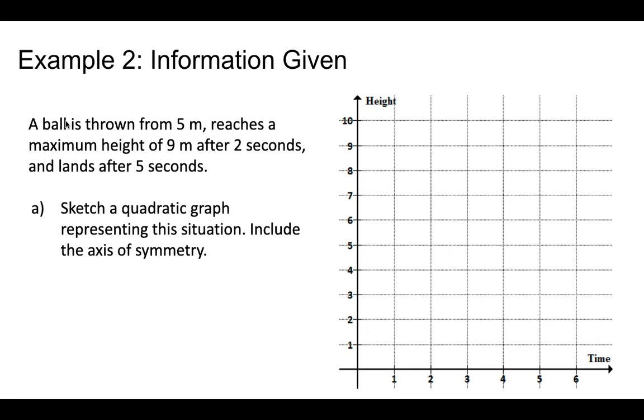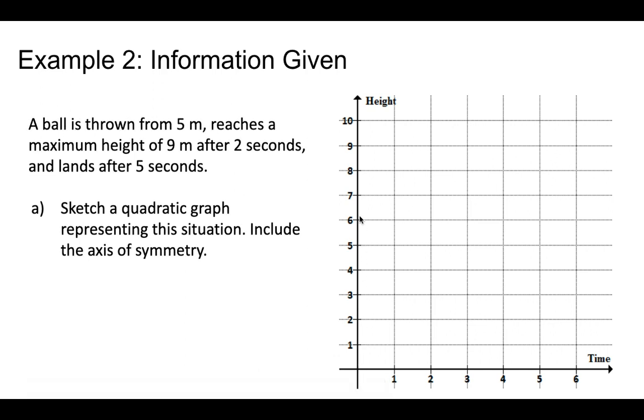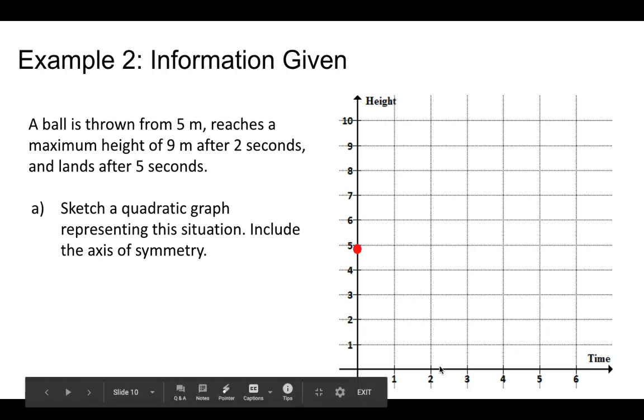So a ball is thrown at 5 meters, which means it starts at 5 meters. Remember, starting time is always going to be 0. We are not working with negative time in this class right now. So our first point will be time 0, height 5. So we're going to place our point there. Then it says it reaches a maximum height of 9 meters after 2 seconds. So that gives us a point. After 2 seconds, the height is 9 meters, so we can plot a point there.